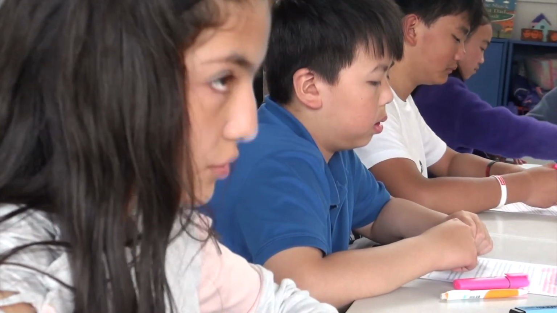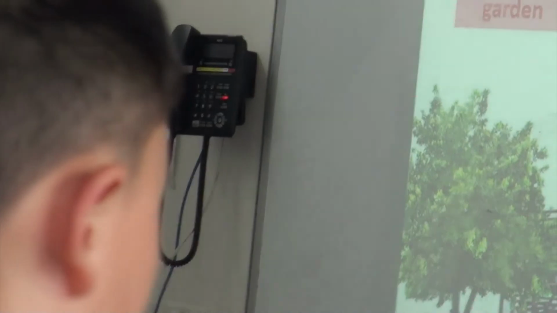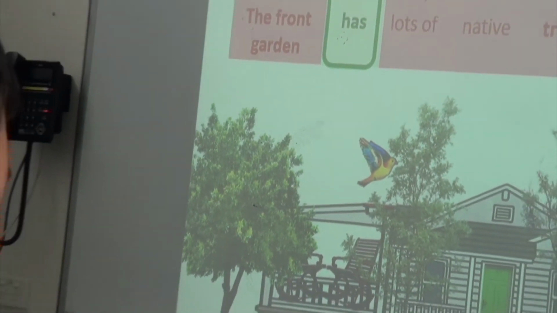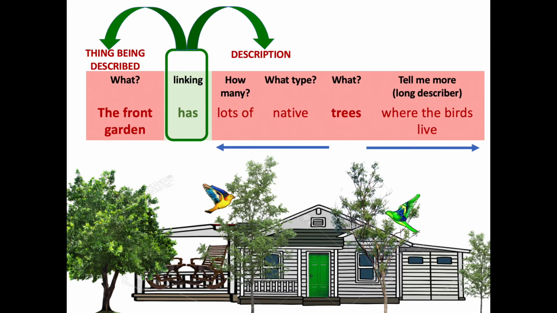Is there any more information about those trees? Tell me more about those trees. Yuan. Where the birds live. So this tells me more information about the trees. Excellent.